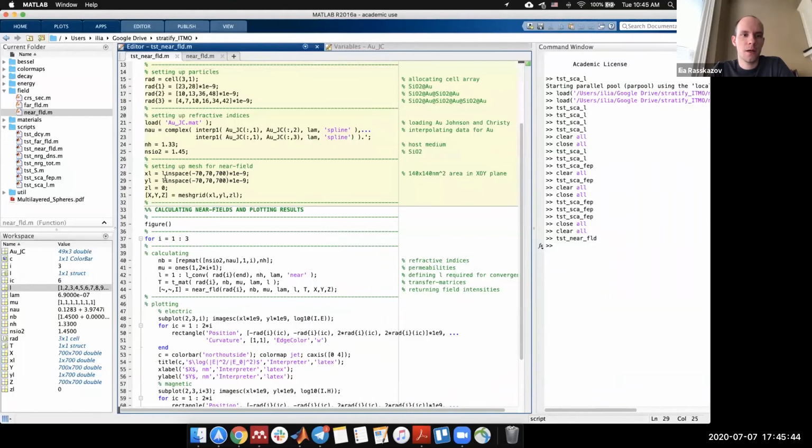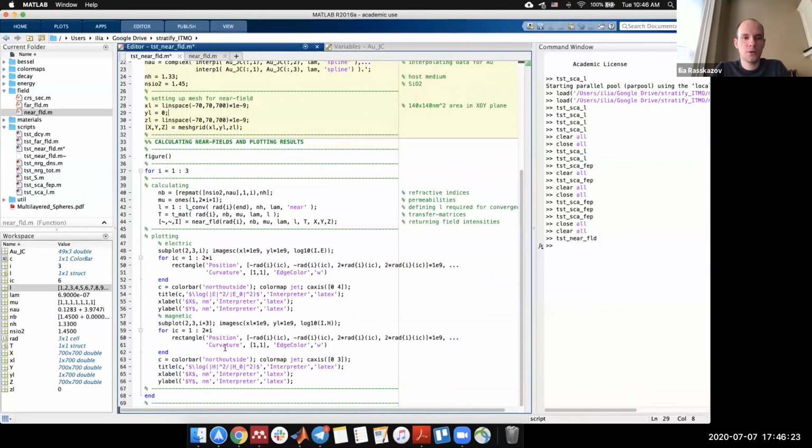So keeping this in mind, you are now able to change this mesh as you want. If you would like to get the field distribution in xz plane, you just set up the mesh like this, and you're done. You can calculate them in xz plane. You don't need to think too much about this. But when you're plotting results, make sure that you're using exactly this coordinate system. Because right now in the script, I have x and y. So if I set up y to 0, then in my plots, I set x and z.